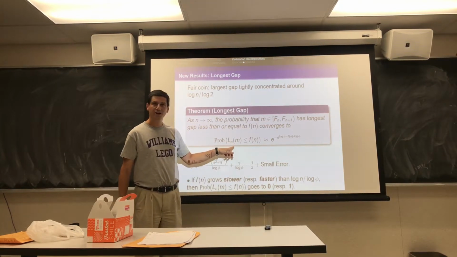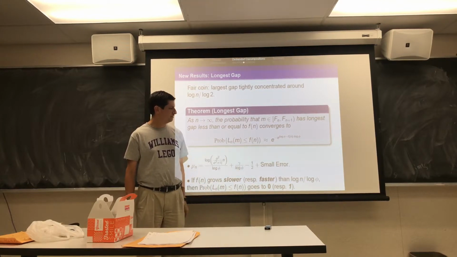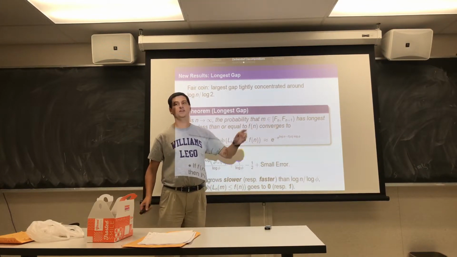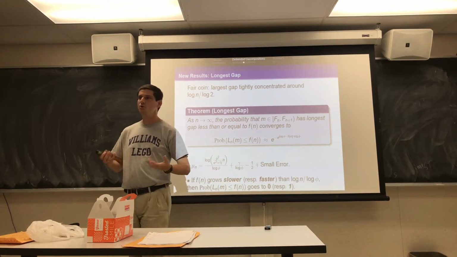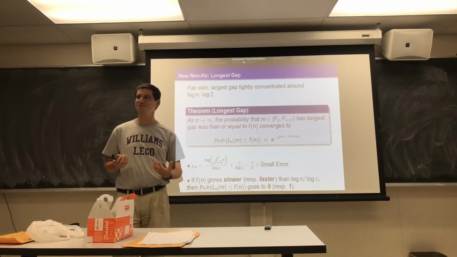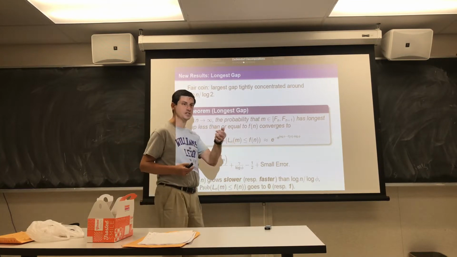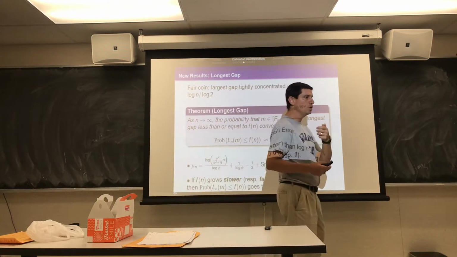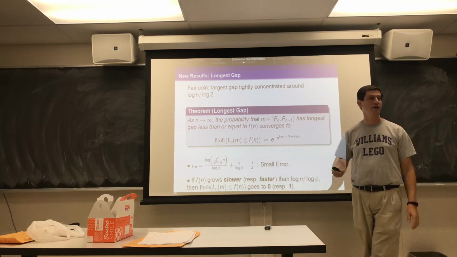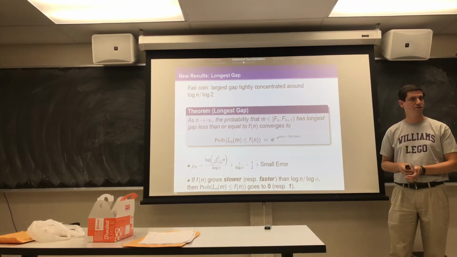The probability that the longest gap is at most, say, f of n, is e to the negative e to the something. It's one of the only times I know where an exponential of an exponential arises in a meaningful way in mathematics. This is very much related to just tossing a coin and asking, what's the probability that my longest run of heads is a certain size?